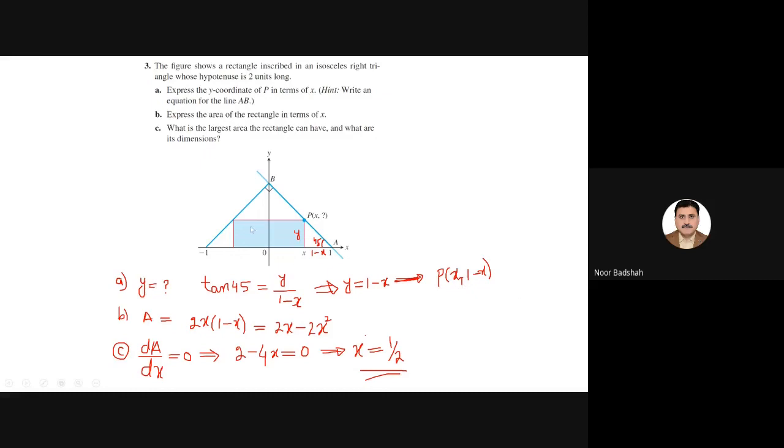Now, what about the area of this rectangle? You see, the length of the rectangle is x from here and x from here. That will be 2x, and this height is 1 minus x. So it will be 2x into 1 minus x. And to maximize the area, what do we do? We differentiate it and equate that to 0. So that is 2 minus 4x is equal to 0, which implies x equal to 1 by 2. If you take x equal to 1 by 2, at the middle of this, you will get a rectangle which has a maximum area.